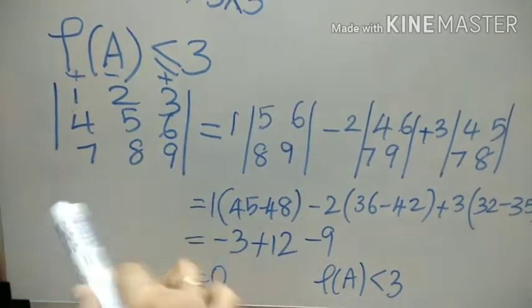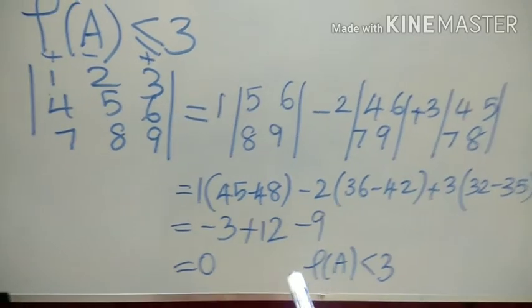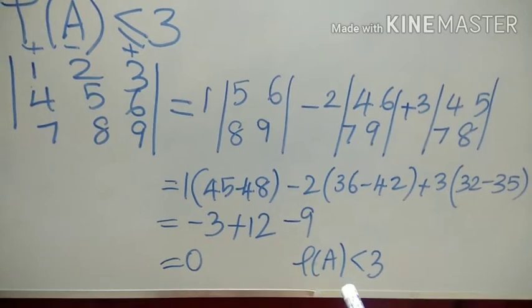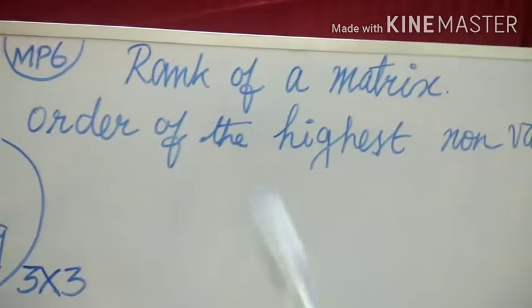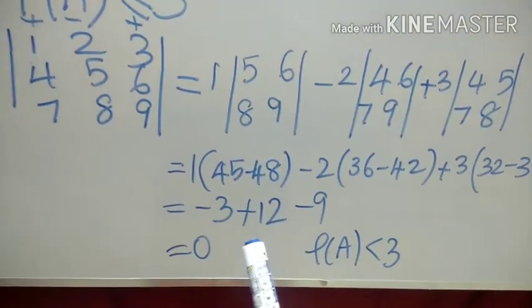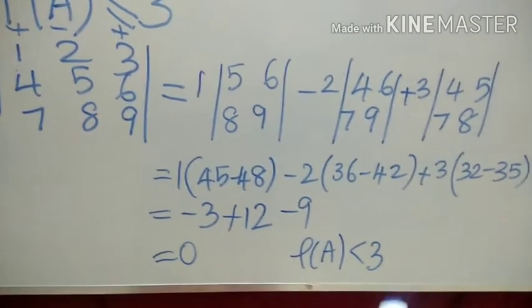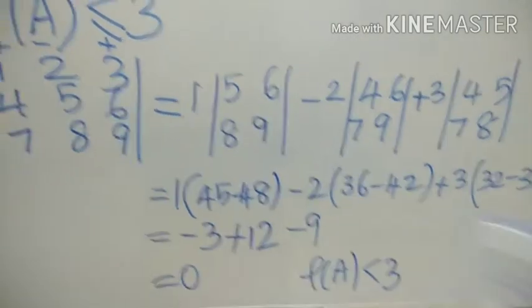Third order, I found the expansion of the determinant reduces to 0, which means rank of A is not equal to 3. Instead, I will immediately write rank of A is less than 3, because the rank definition says order of the highest non-vanishing minor. Here my determinant value is 0, that is, it is vanishing. I must arrive at a determinant wherein my answer is non-vanishing. Non-vanishing means not equal to 0. So here my answer is 0. I declare rank of A less than 3.